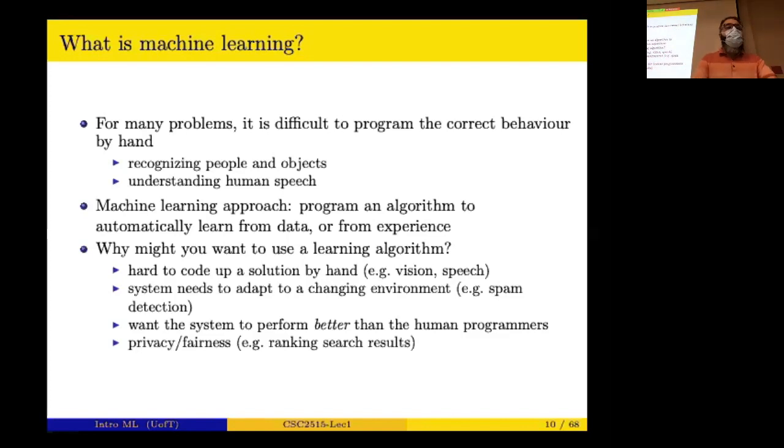Okay, so why might we use machine learning? For example, if it's hard to code the solution by hand. I guess I mentioned some of them. The other is that the system needs to adapt to a changing environment.